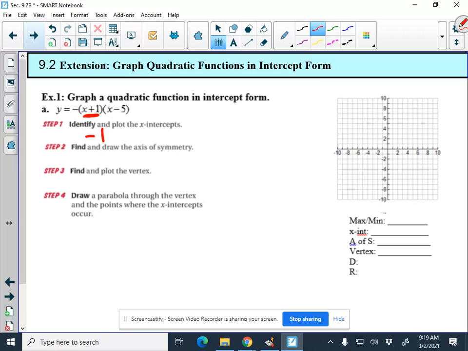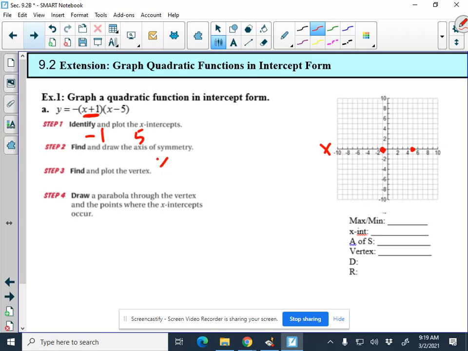So we're going to go over here. We're going to put a point on x is -1. And it's right on the x line. That's why it's called an x-intercept, okay? And then the other intercept is at 5. So we're going to go over here and we're going to plot the other intercept right on 5.